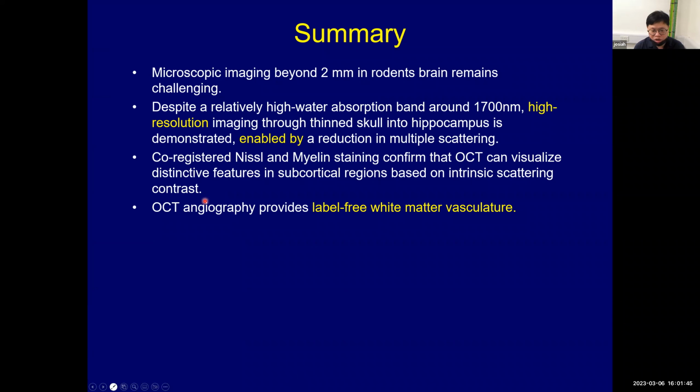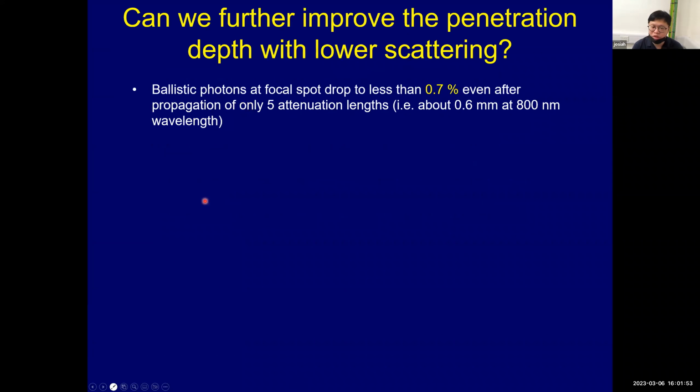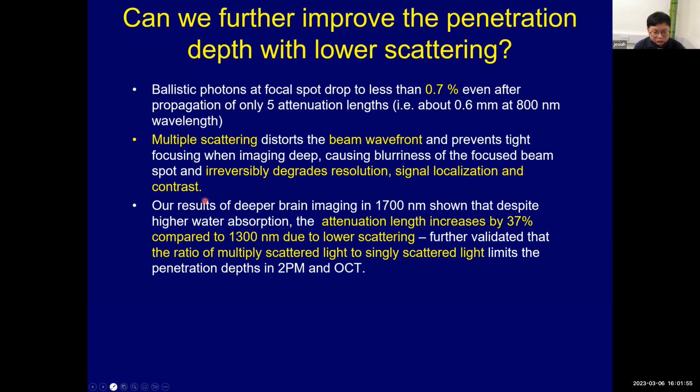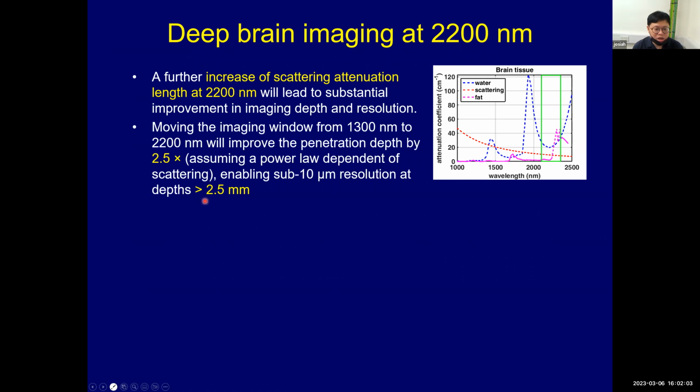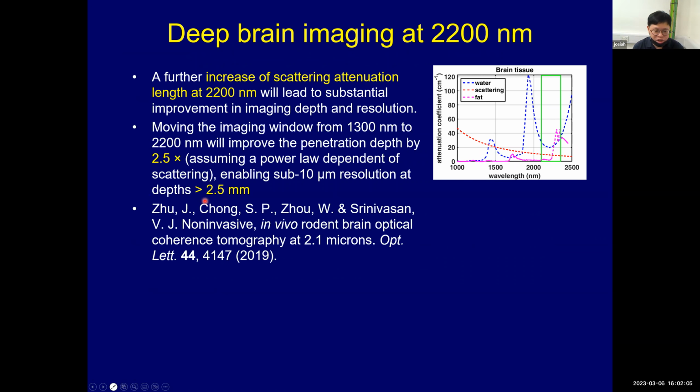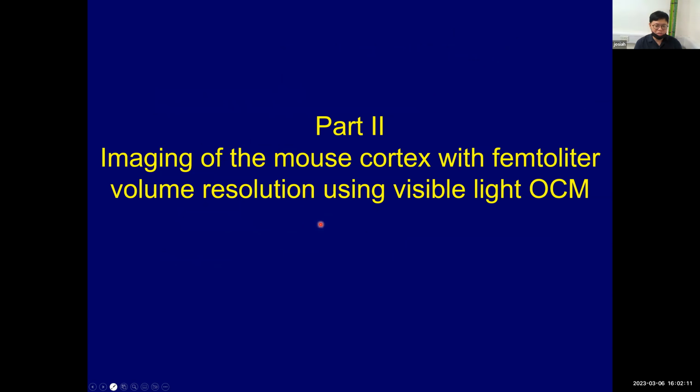We also showed that we can visualize the vasculature deep inside the mouse brain without any labeling. This part I think I will just skip, because it is talking about using OCT at an even longer wavelength, 2200 nanometer. But if you're interested, you can refer to this paper, but I will just skip through this for now.